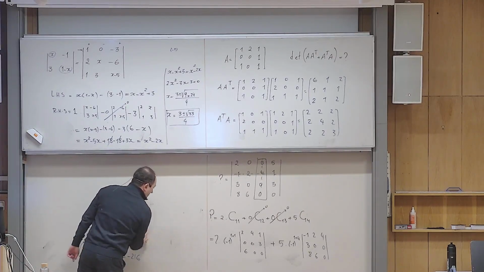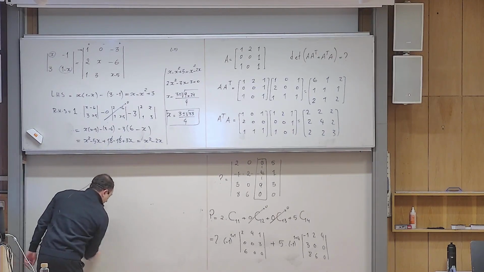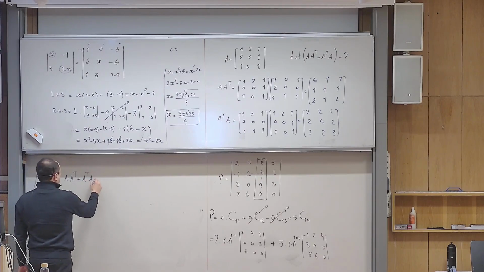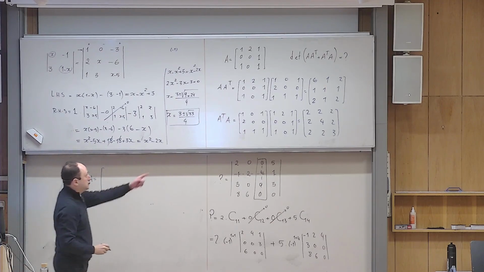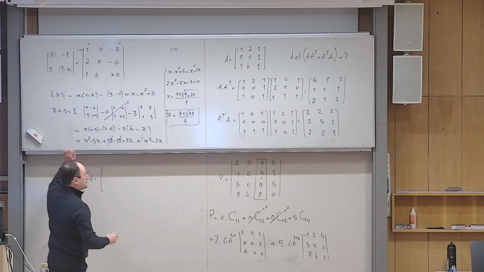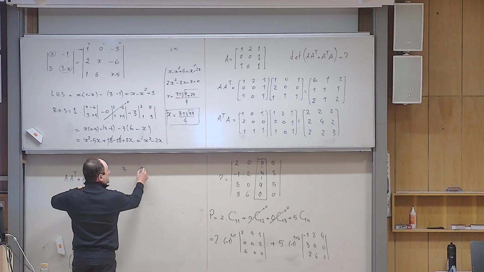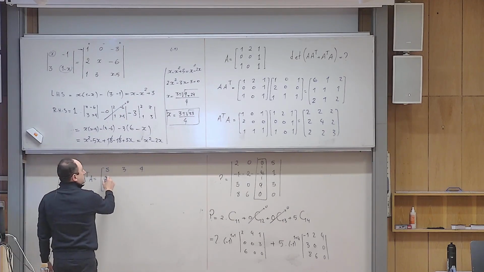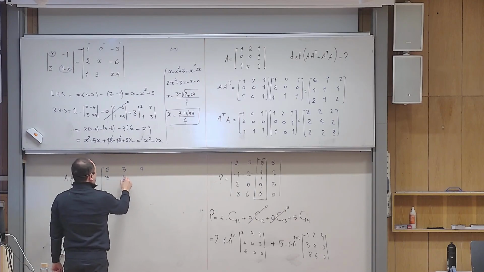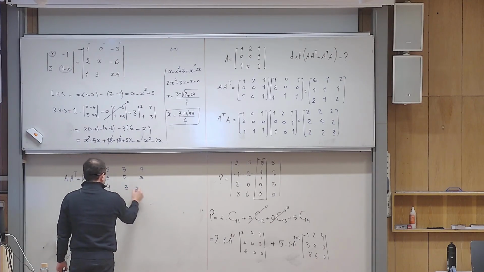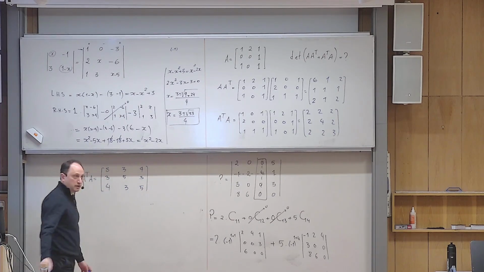So if I add them up, A transpose plus A transpose A becomes equal to my new matrix. So let me add the results. 2 and 6 becomes 8, and then 3 and 4, and the next one is 3, 5 and 3, and the next one finally is 4, 3 and 5. Yes, am I right? Did you get the same thing?